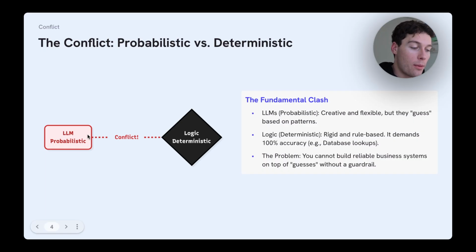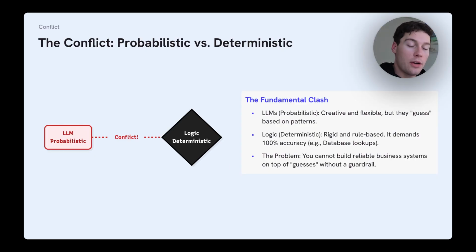On the right, we have our business logic. This is deterministic. This is your database, your payment processor, your calendar API. These systems demand 100% accuracy. If the user wants to book an appointment at 2 p.m., the system cannot guess if 2 p.m. is available. It is binary, right?